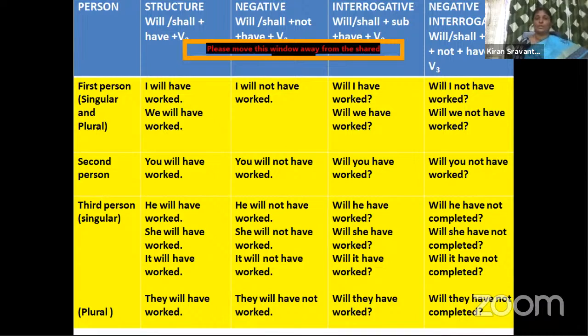Then again, interrogative. How to frame a question? Will I have worked? Will we have worked? Will you have worked? Will he have worked? Will she have worked? Will it have worked? Will they have worked?